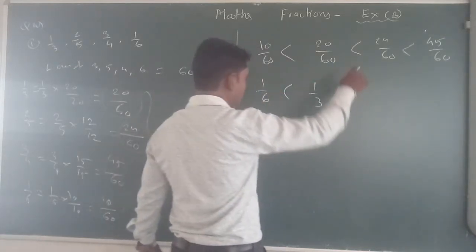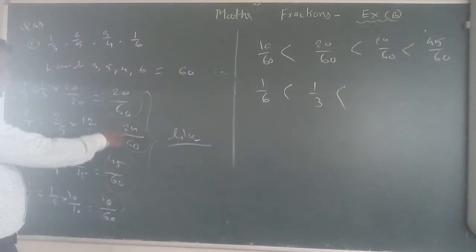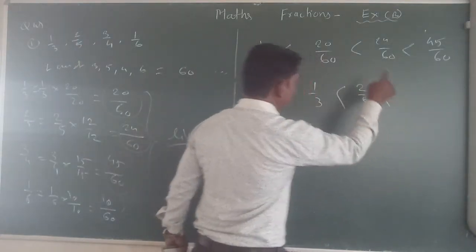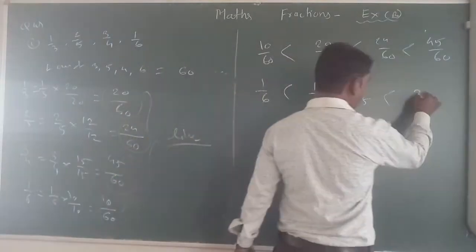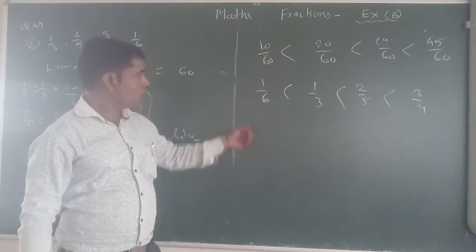Okay. Then 24 upon 60 will be 2 upon 5. This fraction is 2 upon 5. And 45 upon 60 means 3 upon 4. 3 upon 4. We have written it into the ascending order.